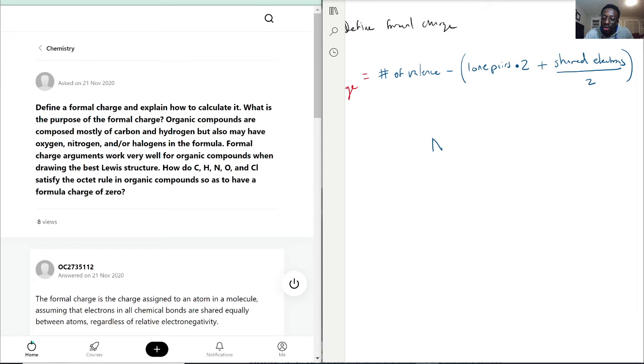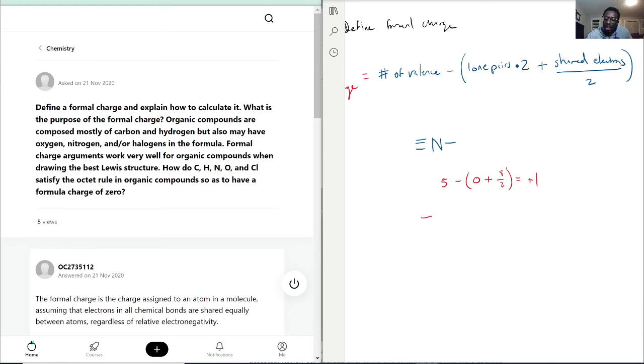Nitrogen, if I drew it like this, where it had 3 bonds on one side and 1 bond on the other, the number of valence electrons nitrogen has would be 5. How many lone pairs? None. And how many shared electrons? Remember, each bond has 2 electrons in it, so that'd be 2, 4, 6, 8. 8 divided by 2. So that one would be equal to +1. This nitrogen here has a formal charge of +1.